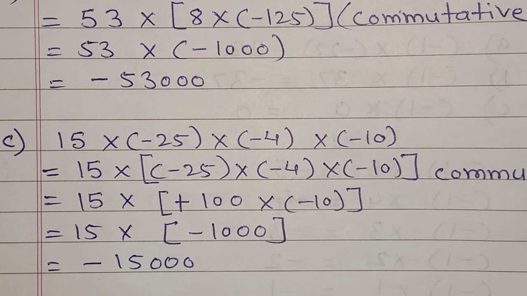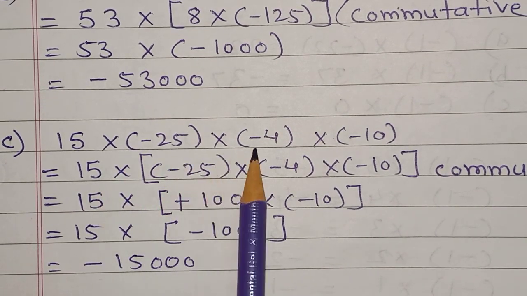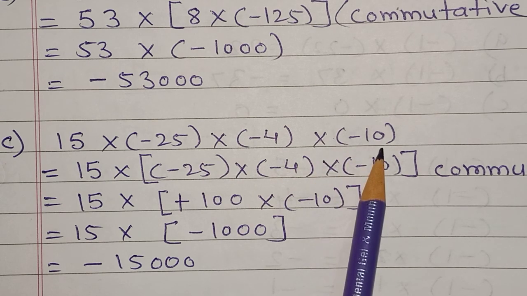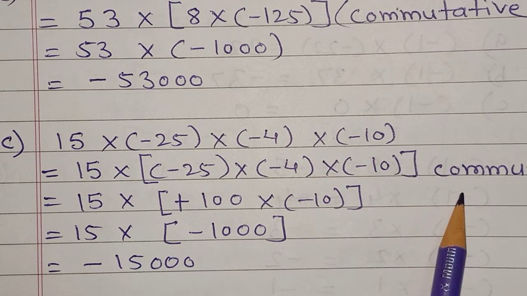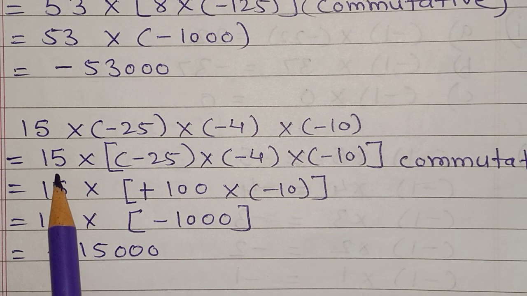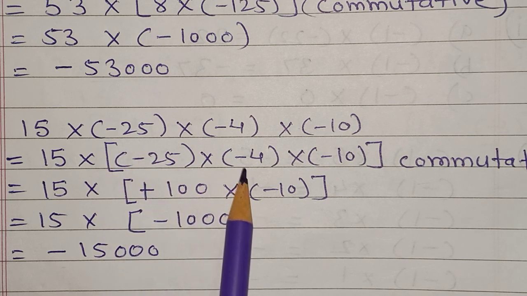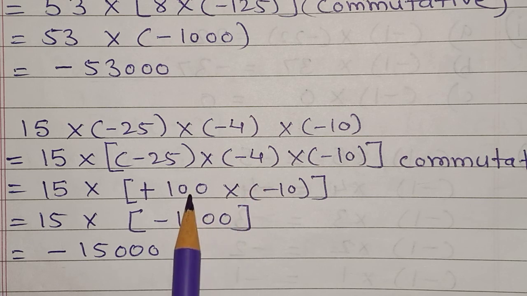Next is 15 into minus 25 into minus 4 into minus 10. Again using the commutative property, I have taken 15 out and written minus 25 into minus 4 into minus 10 in a bracket, because we know 25 4s are 100.